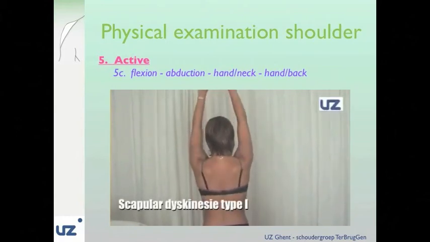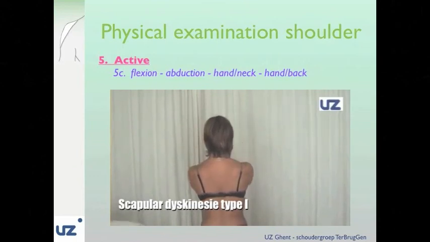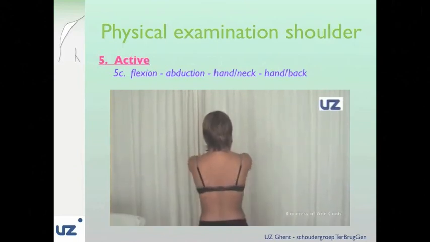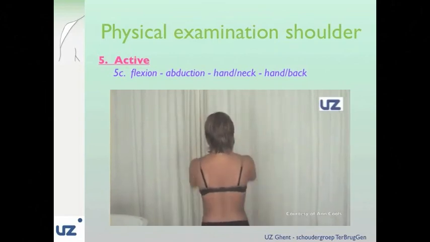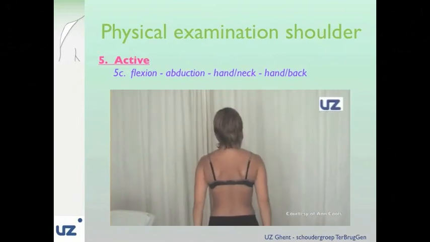This girl has a prominent inferior medial border of the right scapula. This becomes more evident in the cocking position of overhead sports. It's often associated with tightness at the anterior side and weakness of the lower trapezius and serratus anterior muscles.